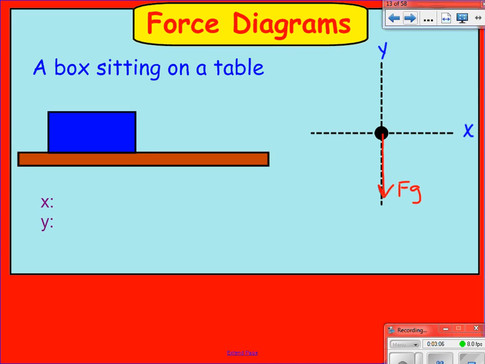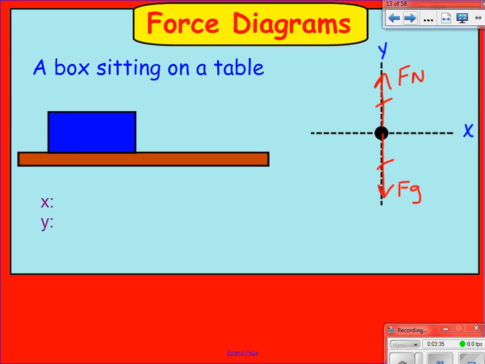Now, ask yourself, what is touching the box? The only thing that's touching the box is the table. Well, what kind of force does the table exert? Since it's a flat surface, the force that the table is going to exert is force normal. And remember, force normal always points perpendicular and away from the surface. So in other words, it's going to point straight up. Now, since the box is in equilibrium, I know that these forces have to be equal to each other since they're the only two forces that are there.